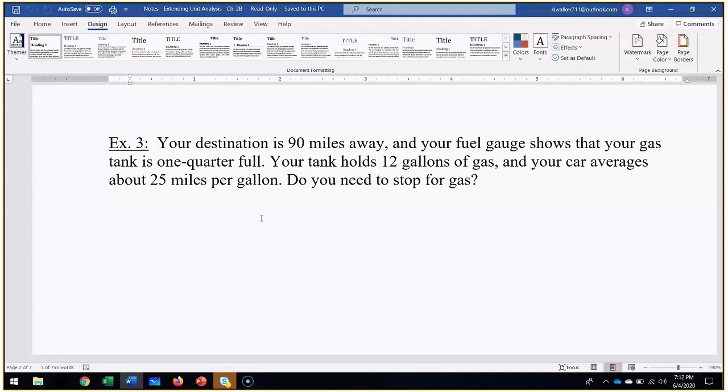I was kind of thinking that too. Second of all, let's see what happens here. Let's work it out. I'm going to jot it all down. 90 miles is the destination.